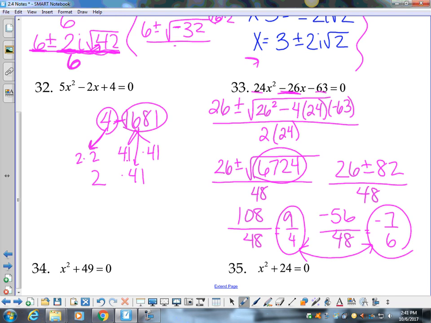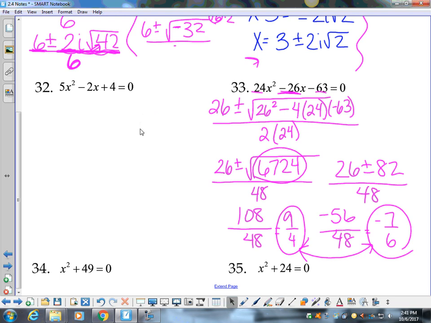Okay, now hold on a second. There are no i's. There are no roots. They're just cute little fractions. So let me show you what this means. What this means is the original problem would have factored.